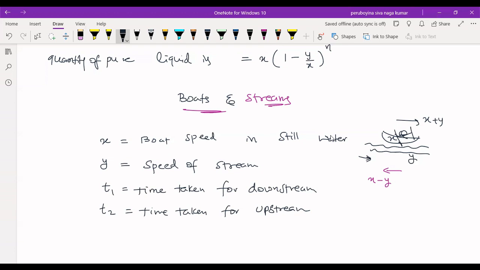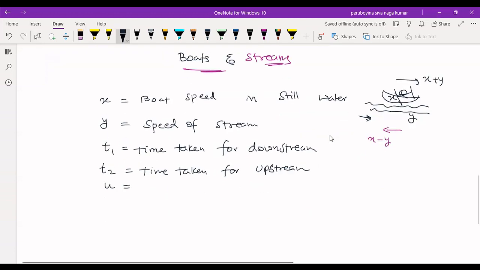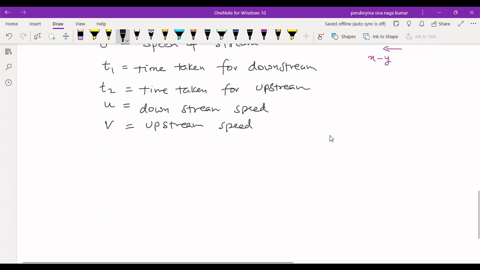Downstream speed will be u. And upstream speed will be v. Okay then. Therefore, we have the following formulas.